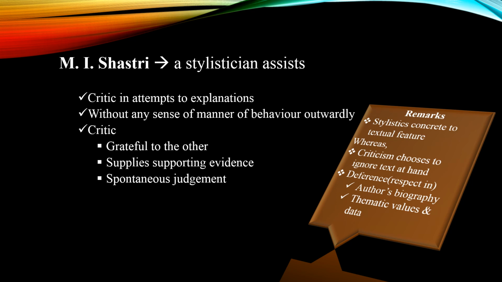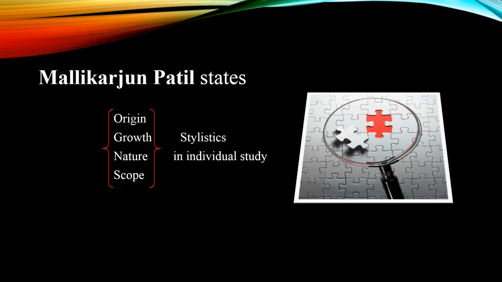On the remark of M.I. Sastry, we could say that stylistics is concrete to textual features, whereas criticism chooses to ignore the text on one hand, and sometimes we can note the author's biography, thematic values, the author's historical data, or the author's background data who has been a supporter to the literary text. All these have to be analyzed when reading or seeing the stylistic aspect of the literary text.